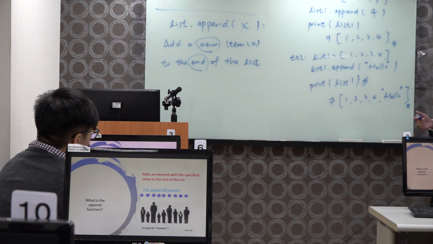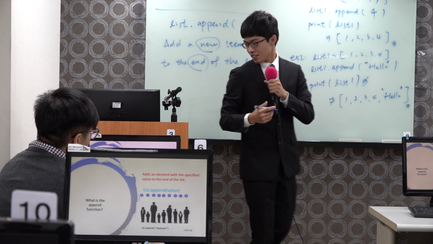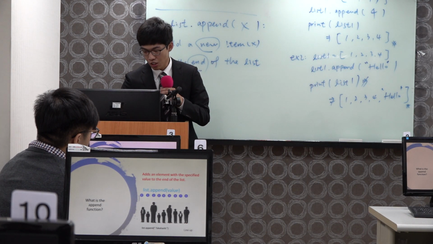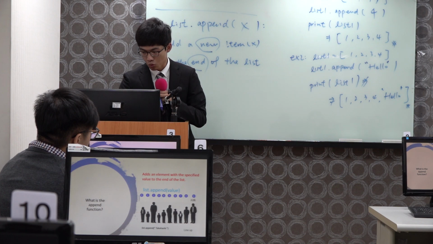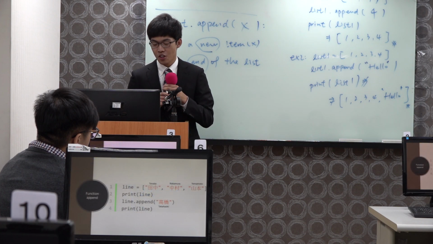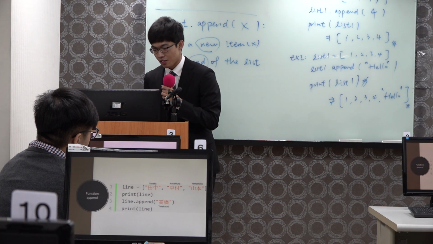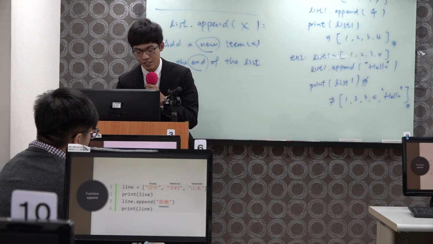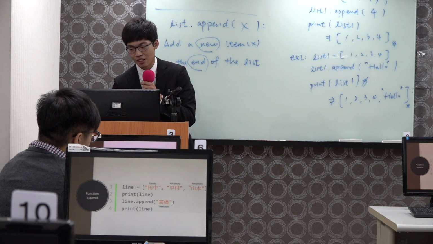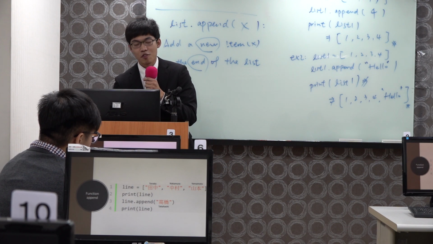Okay. Now let's take a look at the slide. There are 2 questions on the slide. Question 1: there is a list called line, and line equals Tanaka-san, Nakamura-san, Yamamoto-san. If I print it, what would it be?